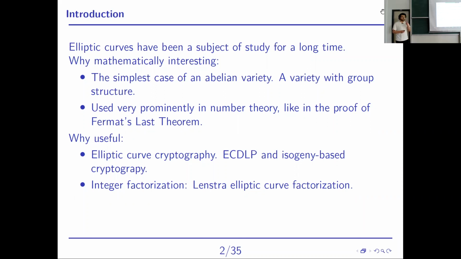There are, I think, two principal reasons. One of which is that elliptic curves are mathematically interesting objects, in my opinion. They are the simplest case of an abelian variety of dimension 1. An abelian variety is an algebraic variety with a group structure on it. They are very prominently used in number theory, one of which you might know is its application in the famous proof of Fermat's last theorem by Andrew Wiles. But also, I think one of the main reasons why it's been getting more popular since the late 80s and 90s is their practical uses.